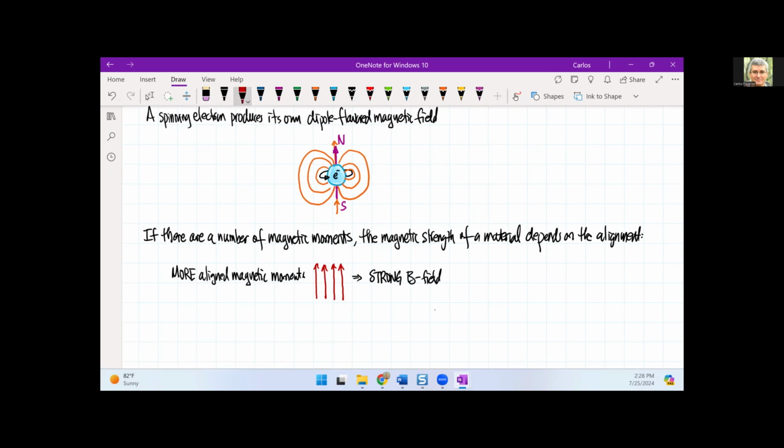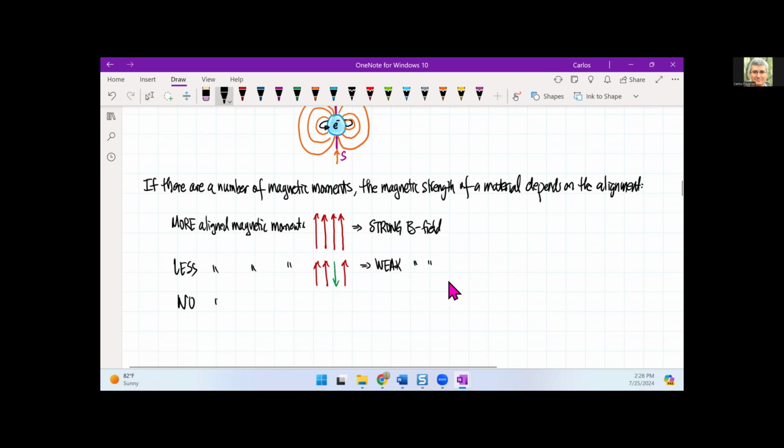But if I have this situation where one of them is misaligned, what you're seeing then is that I have less aligned magnetic moments. So therefore, this is going to give me a weak magnetic field. And if I have no aligned dipoles, that means I have something like this, with the number of spins up versus the number of spins down, then that's going to tell me that I have zero magnetic field.